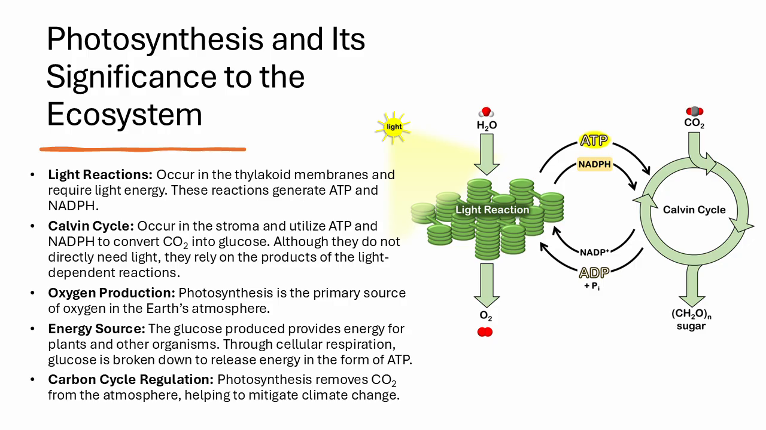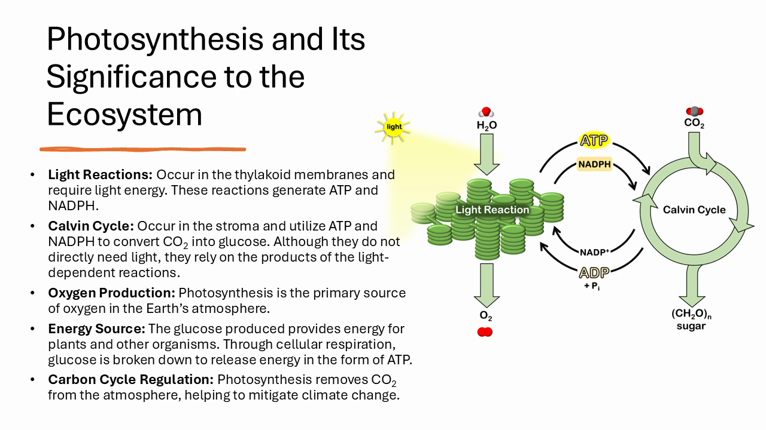This releases oxygen as a byproduct, and it also generates those energized electrons that we talked about earlier, the ones that travel down the electron transport chain. So photosystem 2 is all about splitting water and getting those electrons flowing. Exactly. What about photosystem 1?